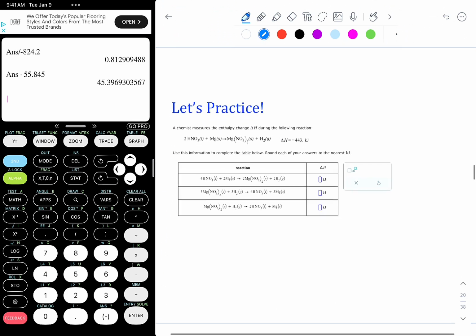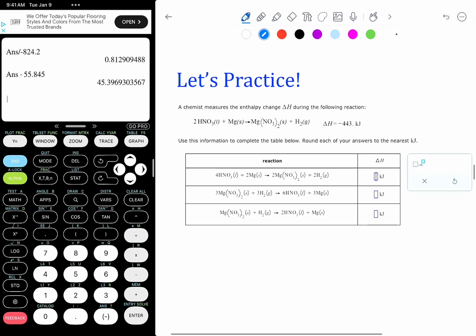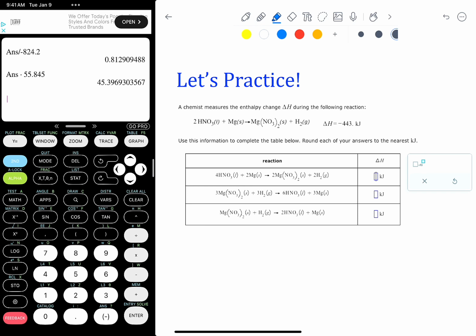So let's practice using those guidelines and manipulating some of these equations to find their delta H values. These come from your ALEKS homework, so you'll see a bunch of these when you go to do those assignments. What we want to do is look at our initial equation, which is up at the top, and for each of these reactions, we want to see what we're doing. Are we multiplying it by something? Are we dividing it by something? Are we flipping it, reversing it? Are we reversing it and multiplying it by something? So we have to look at that.